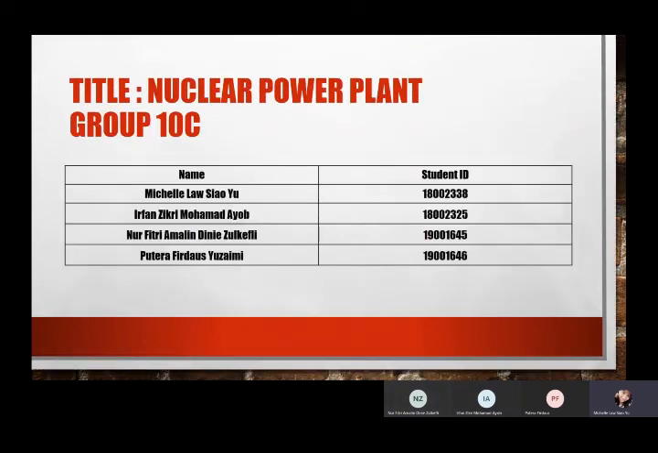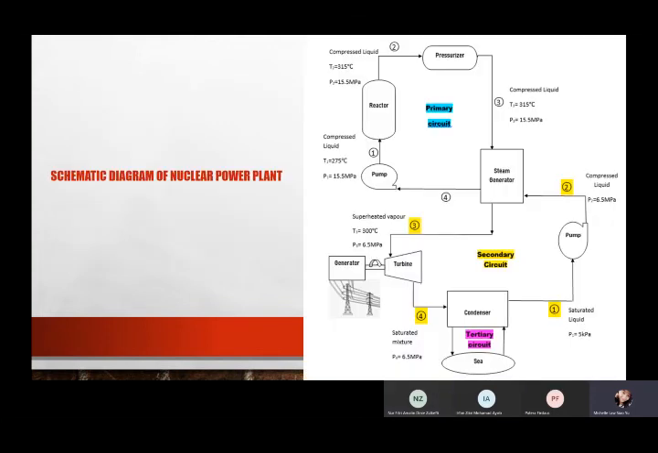Our group is in charge of designing a nuclear power plant which needs to produce a total of 3,000 megawatt of power to serve the future needs of the major cities in Sarawak. This is the schematic diagram of our nuclear power plant.